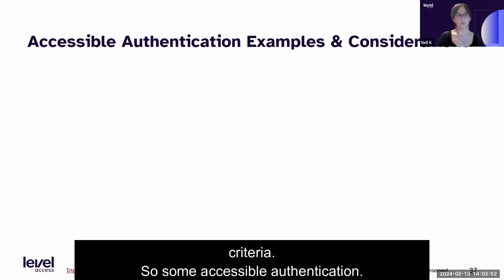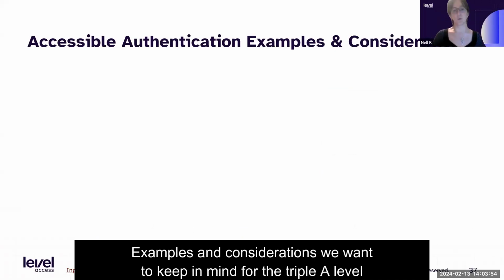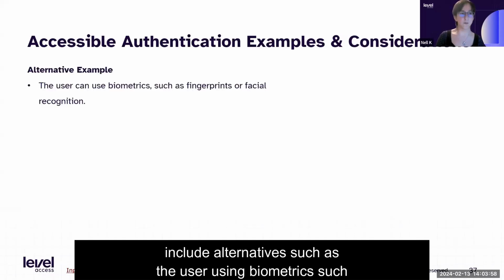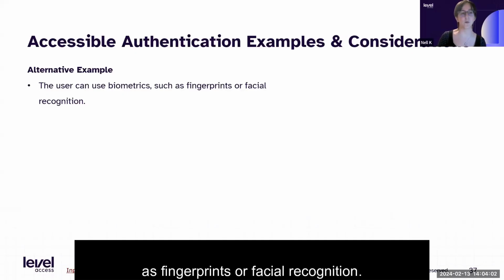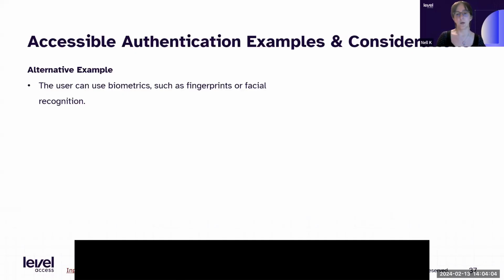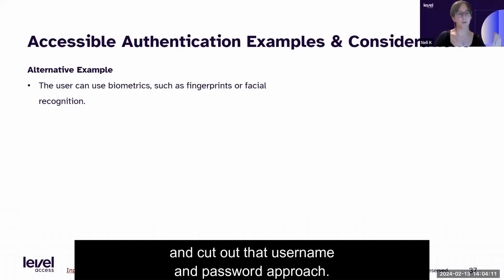Some accessible authentication examples and considerations we want to keep in mind for the AAA level include alternatives, such as the user using biometrics, such as fingerprints or facial recognition. So we can have that be provided and cut out that username and password approach.